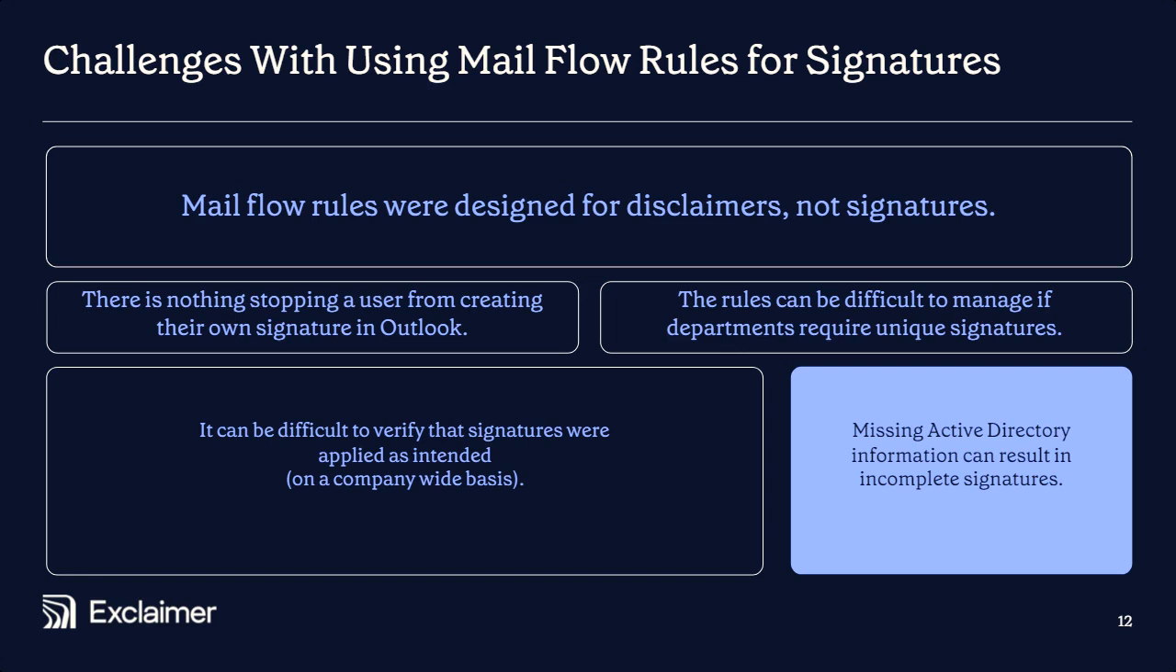There really isn't an easy way to verify that. So that's one potential problem, is that you can't verify that signatures are being applied as intended on a company-wide basis. And then the other problem that's highlighted on the slide is that if there's any missing information in the Active Directory, or if that information is outdated, then the result can be incomplete signatures or gaps within a signature.